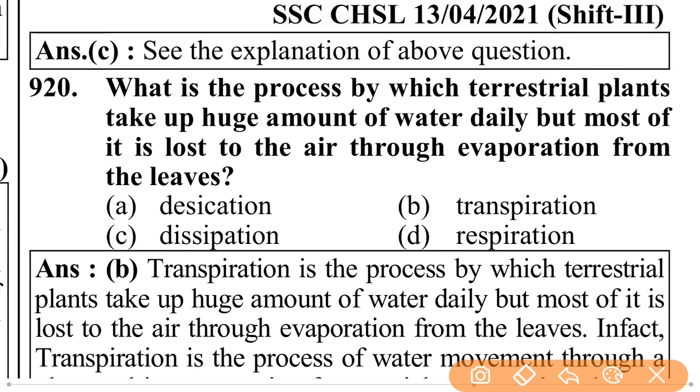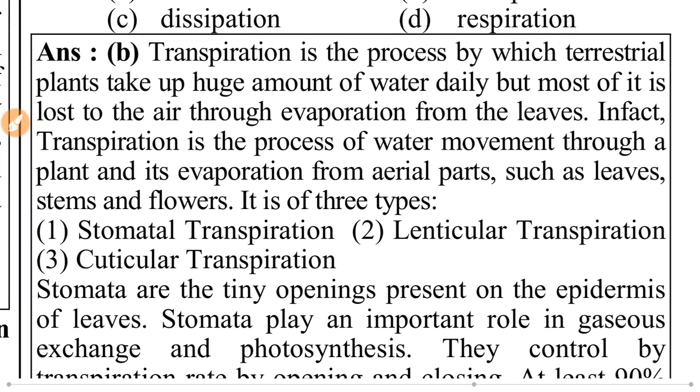What is the process by which terrestrial plants take up huge amounts of water daily, but most of it is lost to the air through evaporation from the leaves? That is transpiration. In fact, transpiration is the process of water movement through a plant and its evaporation from aerial parts such as leaves, stems, and flowers.